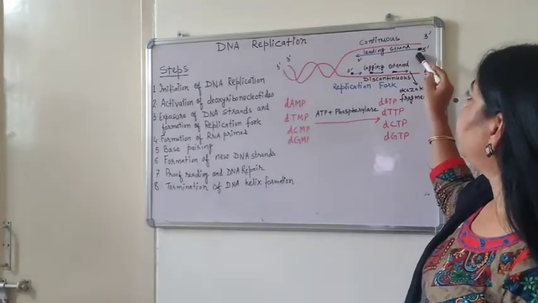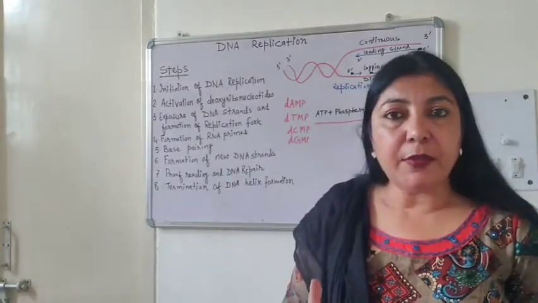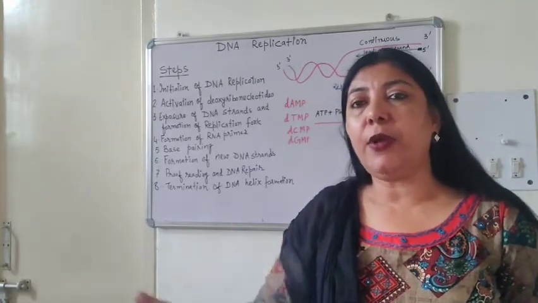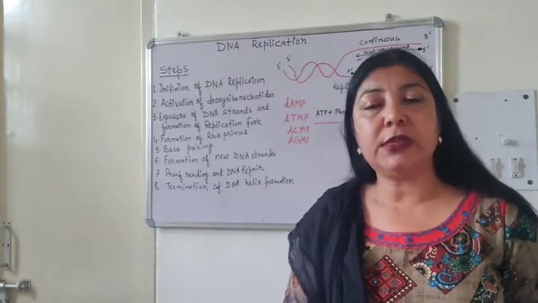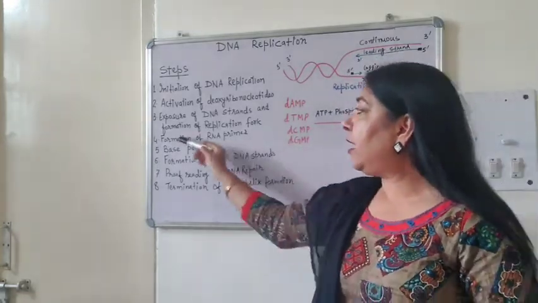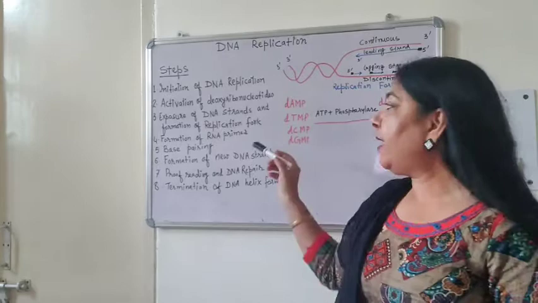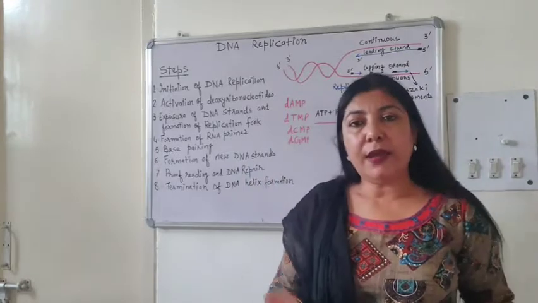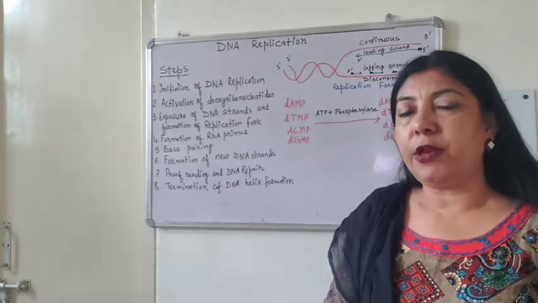You can see this black color is RNA primer. This RNA primer is essential for the activity of DNA dependent DNA polymerase, because its only drawback is that it cannot initiate the process, it can only elongate the process. So initiation of the process is done with the help of RNA primase, which acts as RNA primer. Now, once the RNA primer is formed, then comes the DNA dependent DNA polymerase.